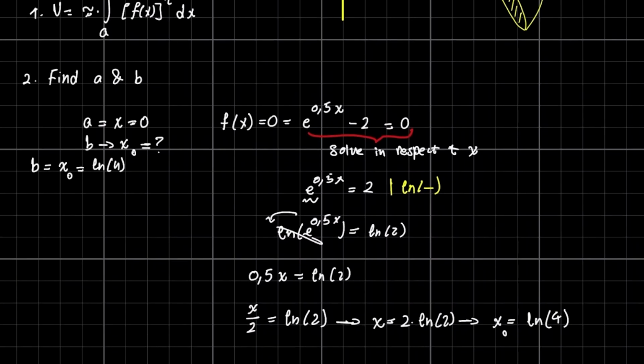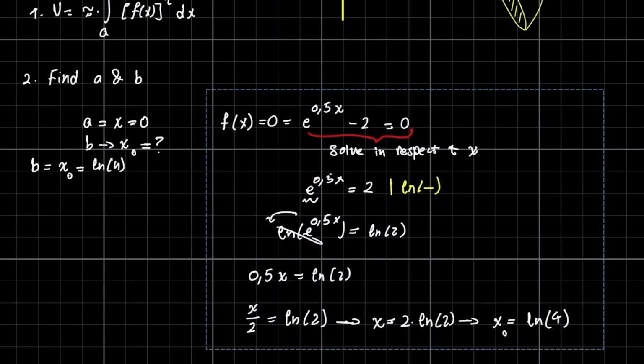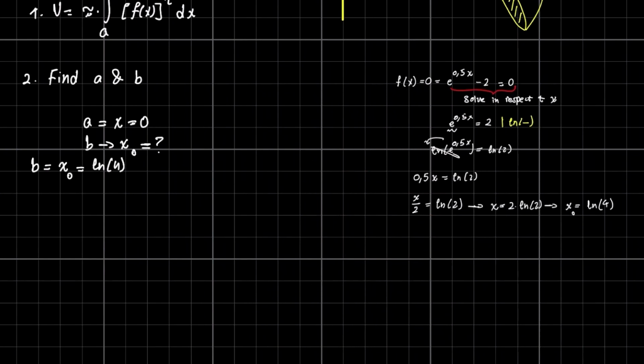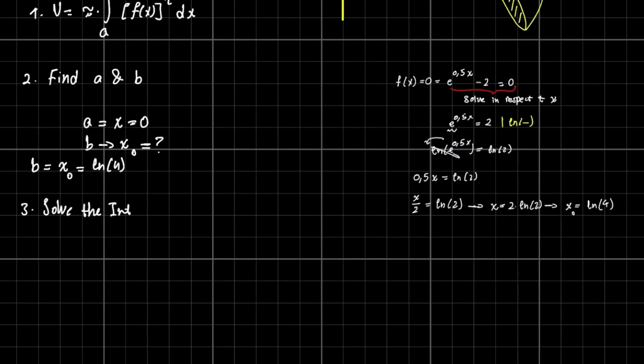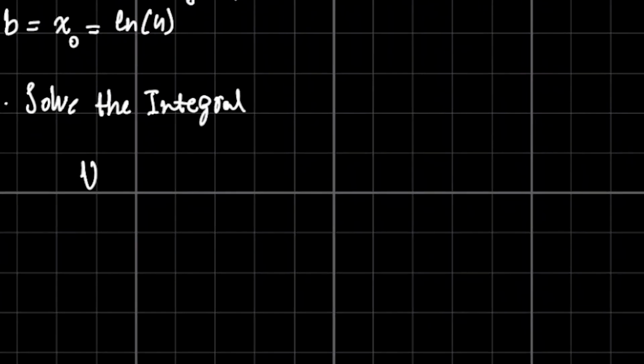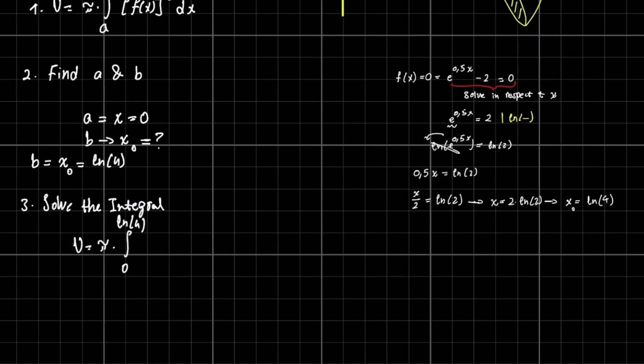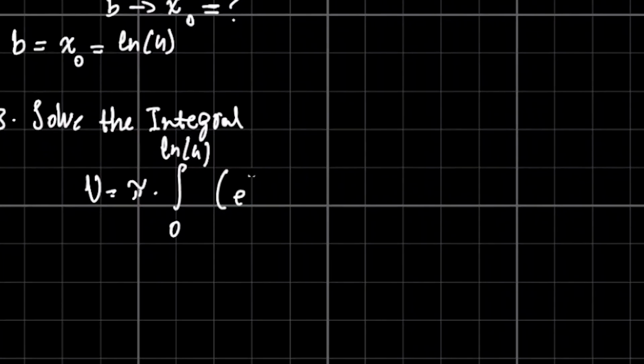Now that I found that, I can just basically make this smaller to have more space to write. Third step now is to actually solve the integral. So now I'll take my formula, that is pi multiplied by my integral. We said a is equal to 0, and b is equal to ln of 4. And now my function here is squared. So my function is basically e to the power of 0.5x, 0.5x is nothing but x over 2, minus 2, squared, dx.